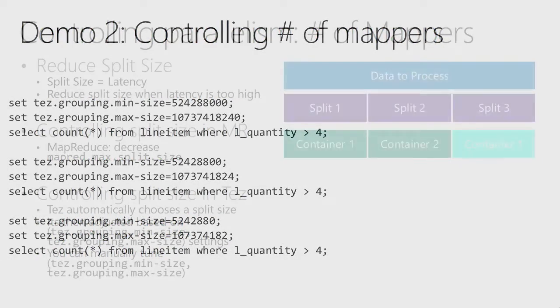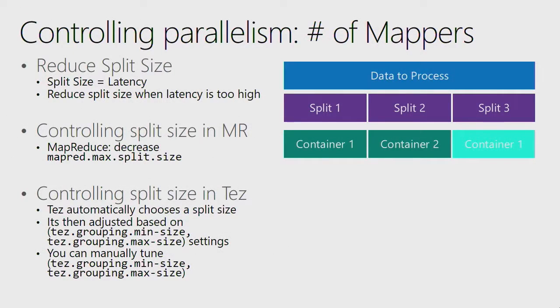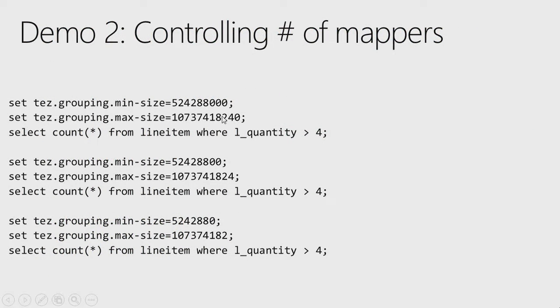That's how you can choose the split size to increase the number of mappers, right? So what I'm doing is, I picked a min size and a max size. I think in the first case I picked 524 megs. In the second case I just divided it by 10, 52 megs. In the third case it's 5 megs. And same thing with max, I think it's 100 megs, and then I just keep dividing by 10.